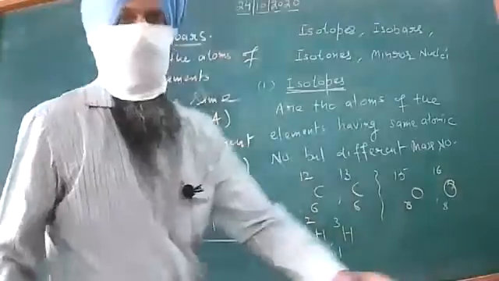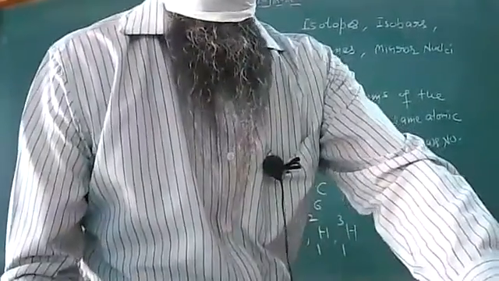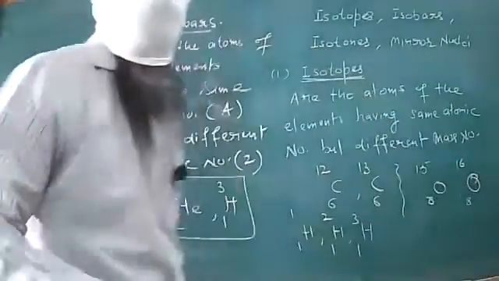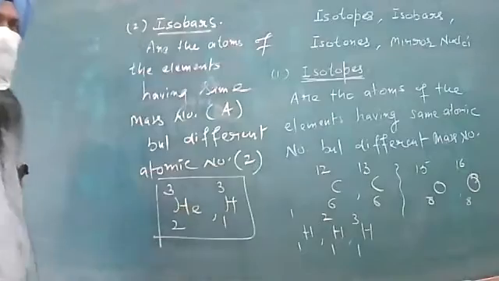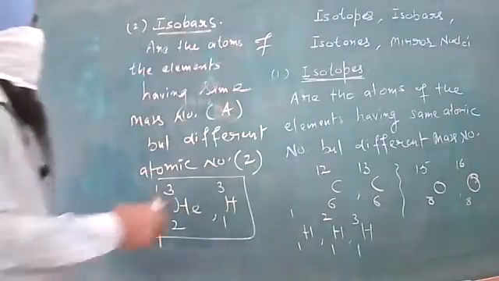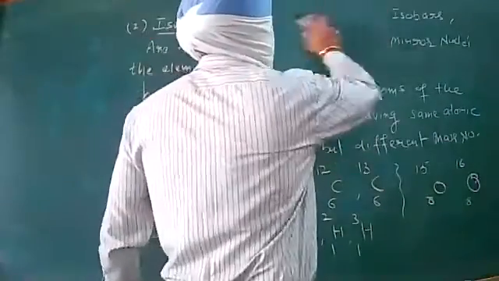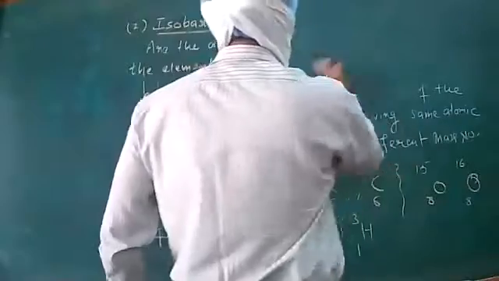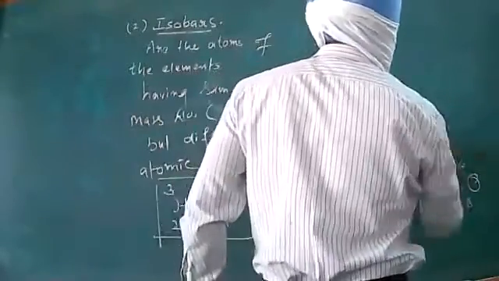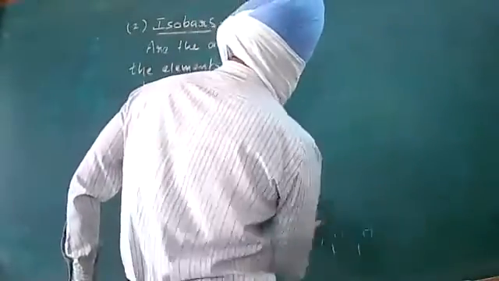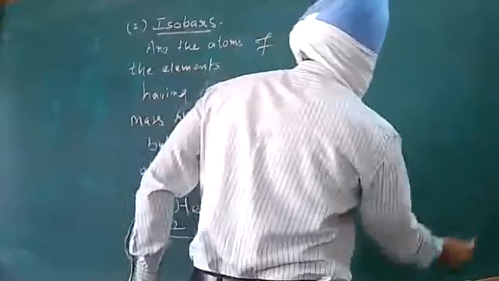After this I come to another important point over here, that is isotones. Isotones are the atoms of the elements having the same number of neutrons.